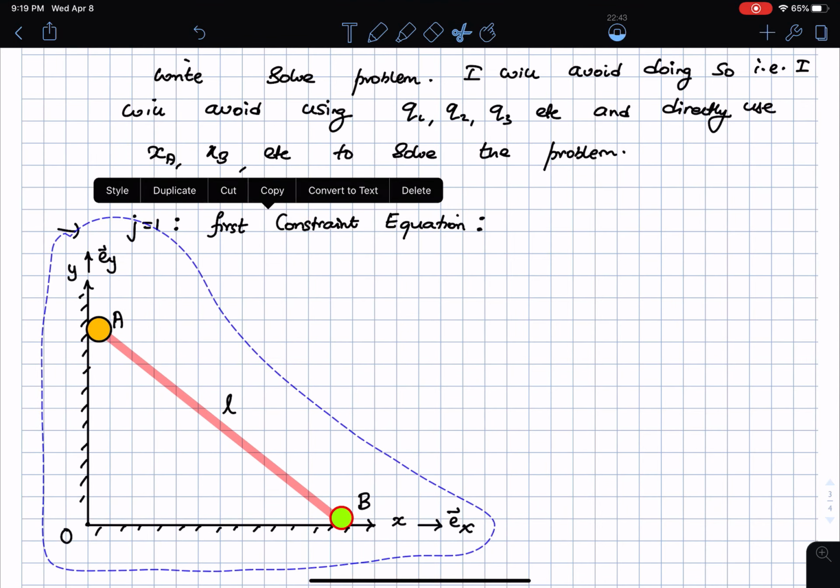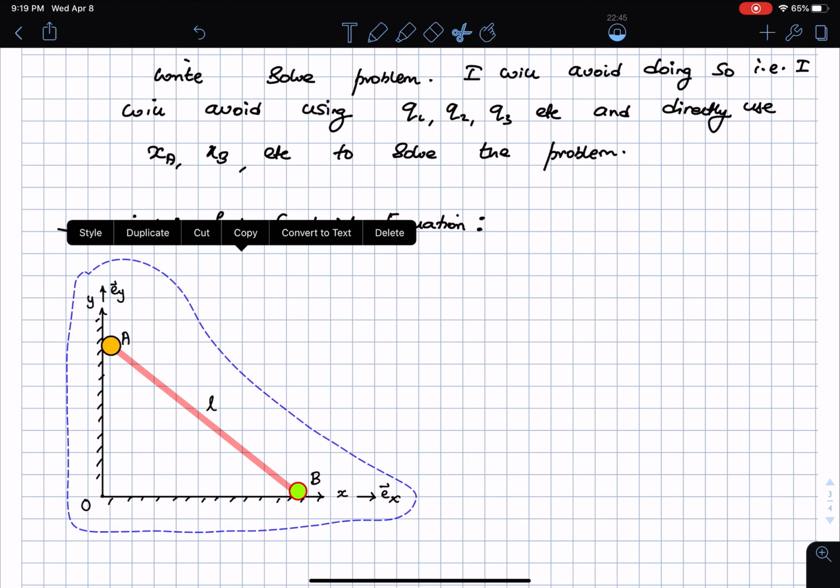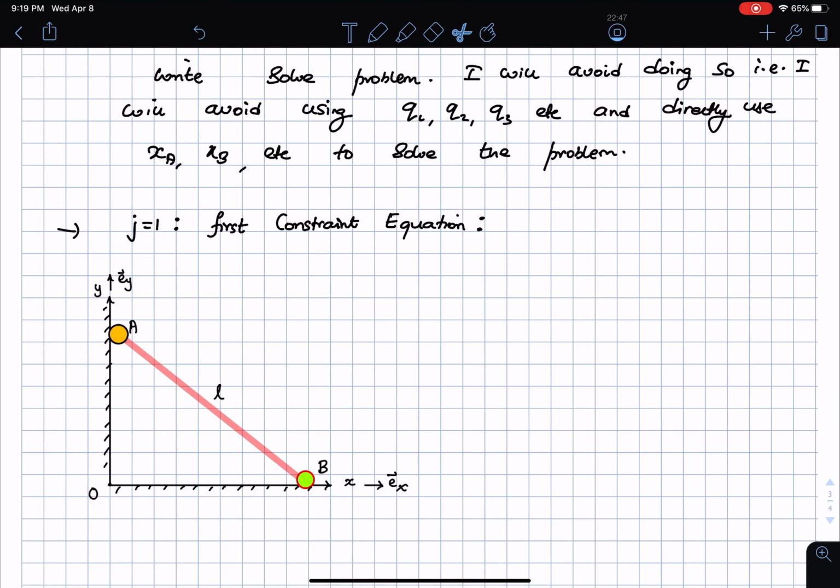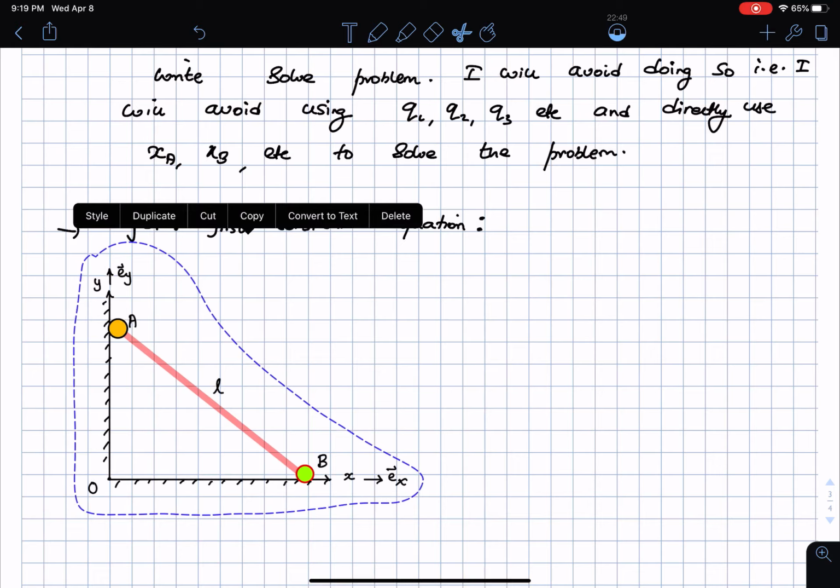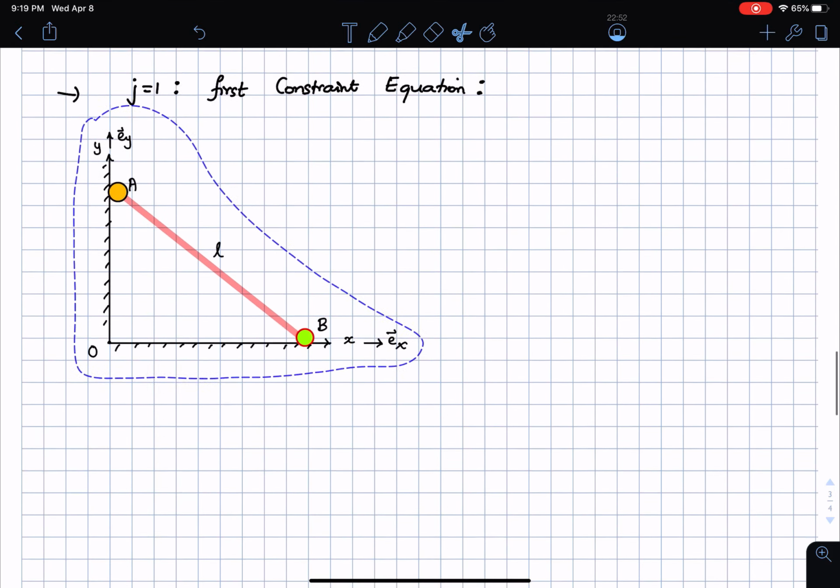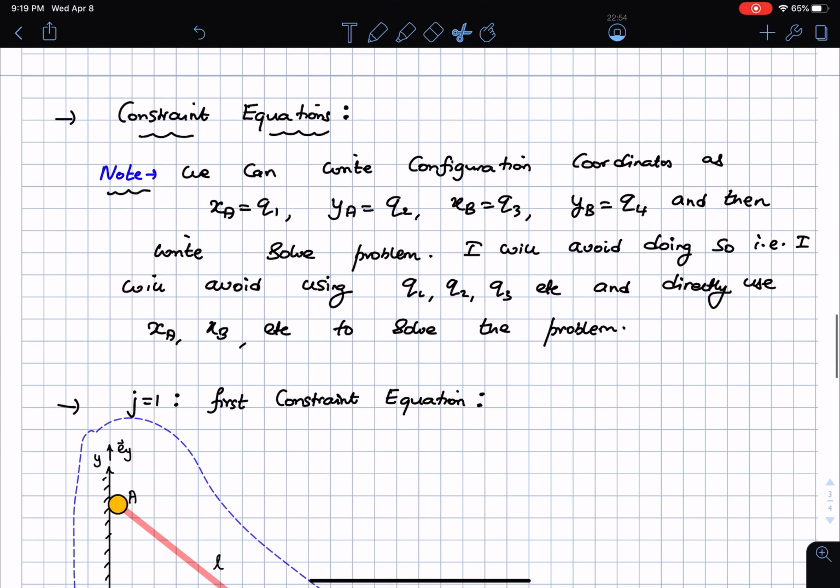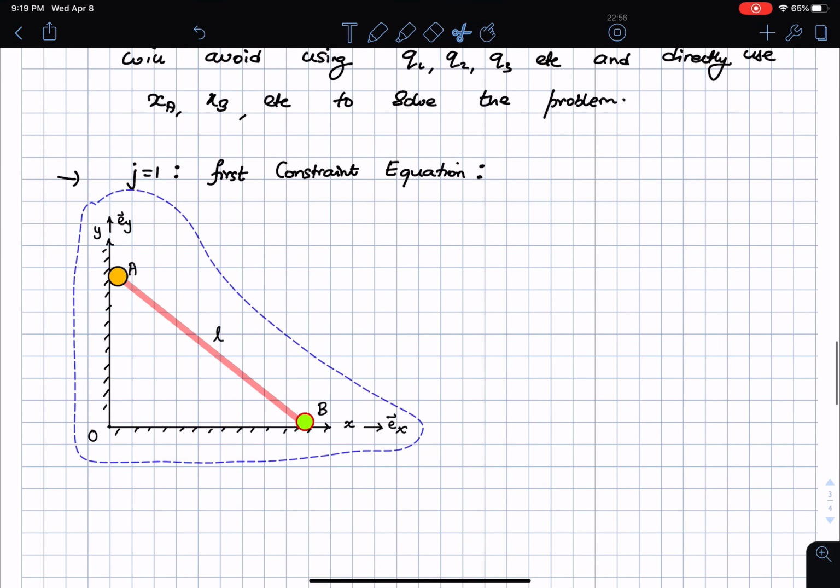So I'm going to bring that figure here and maybe reduce it in size. So the first constraint equation is that XA is equal to 0. That is, the particle never loses contact, and the travel of the particle A is only in the y direction.